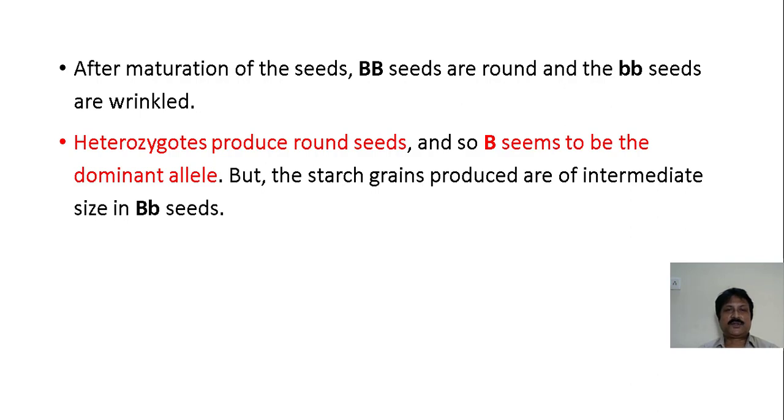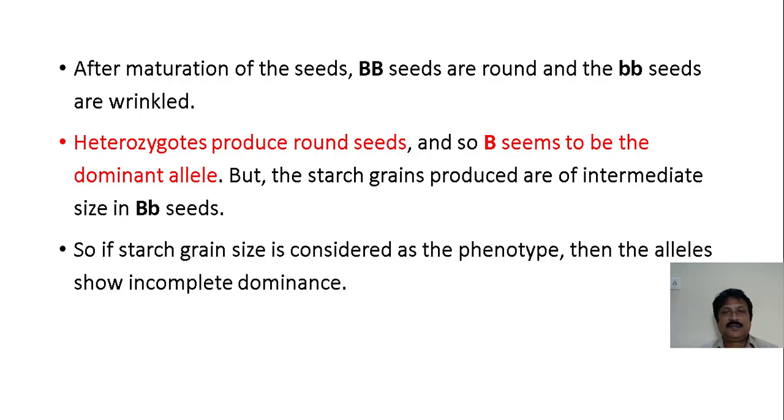Now, what about the heterozygotes? Heterozygotes produce round seeds because B is the dominant allele. But the starch grains that are produced are neither large sized nor small sized. Rather, they are intermediate sized. So I think you have understood now that the same gene is guiding two functions. One is the shape of the seed and the other is the starch production.